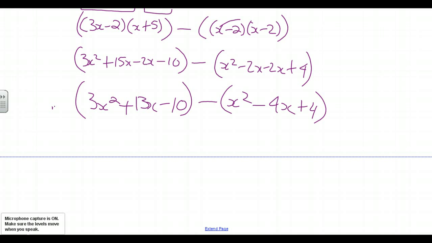So now we're going to remove the brackets, and here's the important thing. This is going to come up a lot. Nothing happens here, right? It's just 3x squared, although I should throw some equal signs in, right? So it's 3x squared plus 13x minus 10.